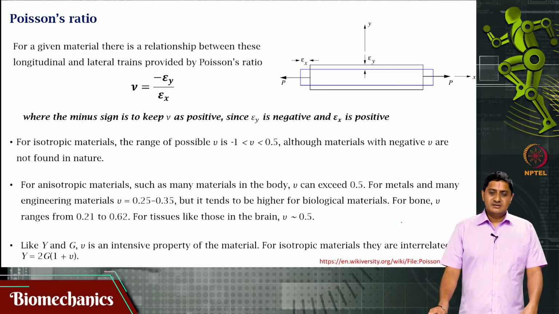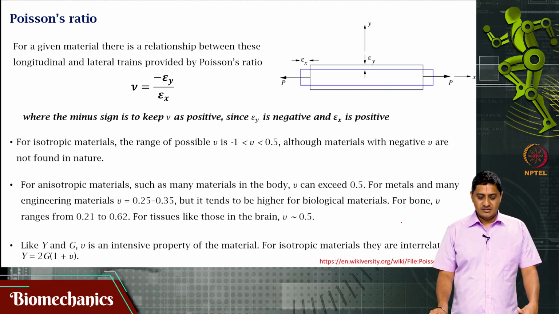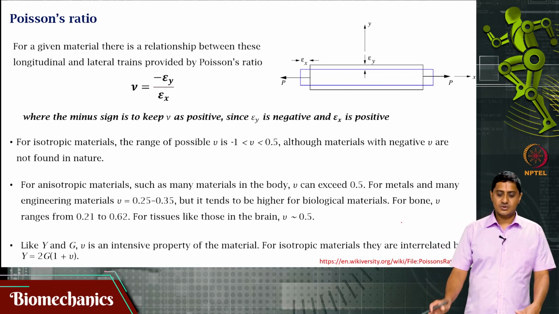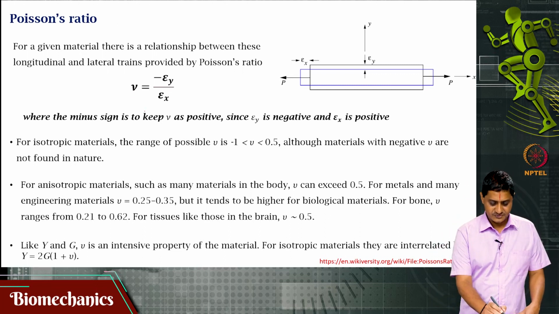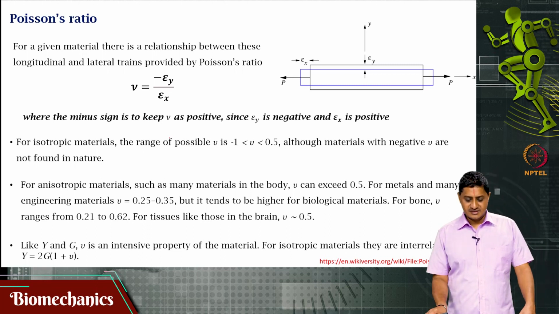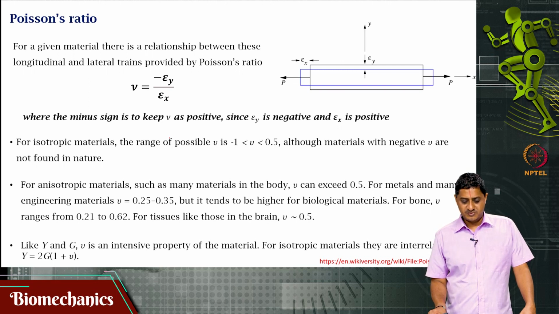In general, you can formulate a relationship between the strain in the longitudinal direction and the strain in the lateral direction. These two are related by the so called Poisson's ratio. Of course, the minus sign here is kept because you want to keep nu as positive, because epsilon y is negative and epsilon x is positive for this formulation.